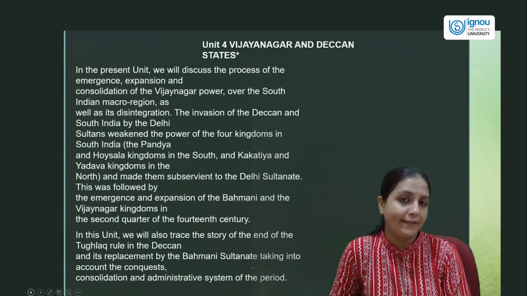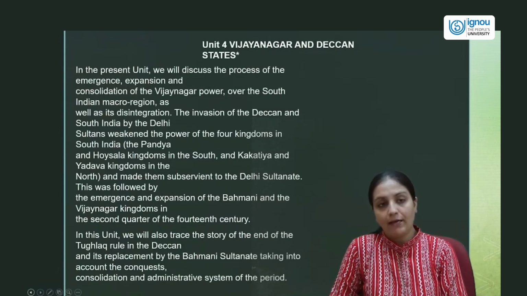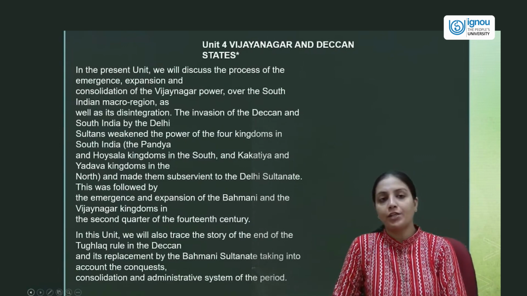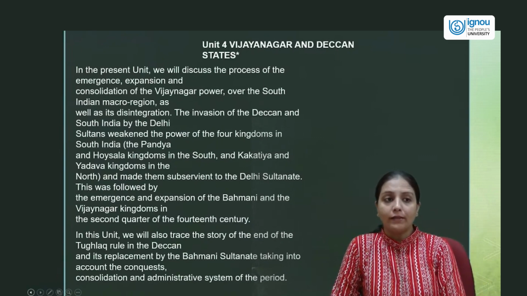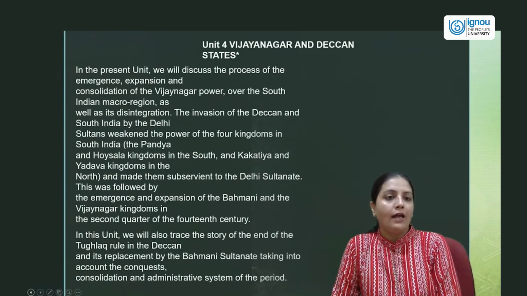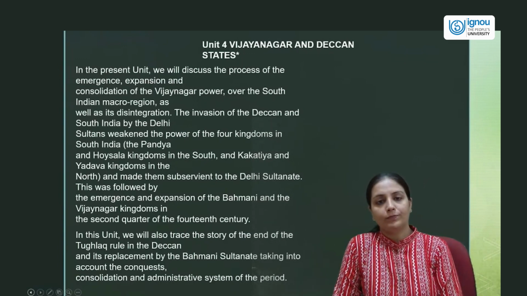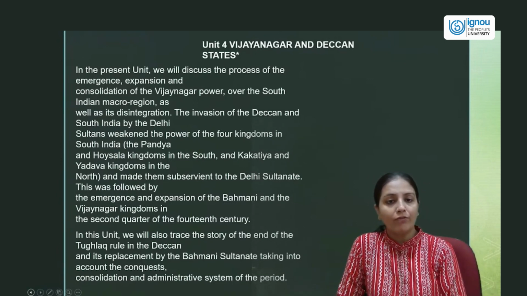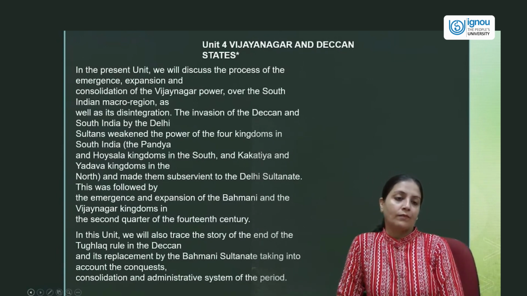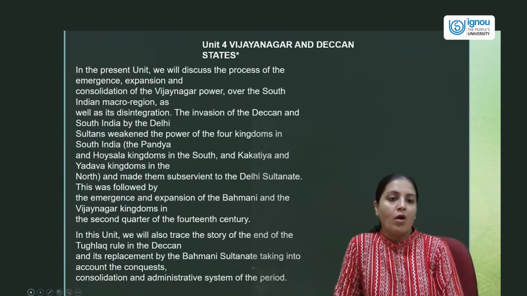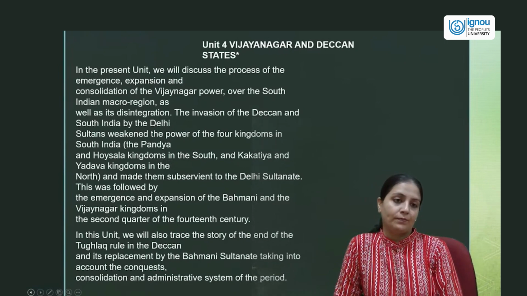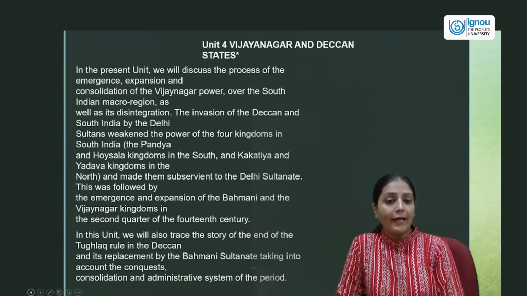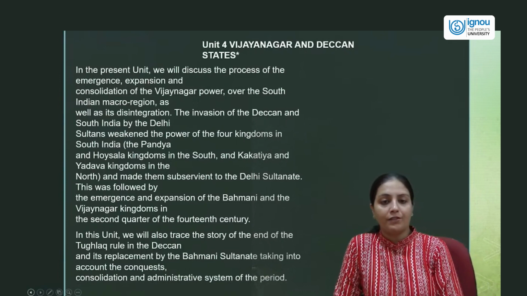In this present unit, we will discuss the process of emergence, expansion and consolidation of Vijayanagar power over the South Indian subcontinent macro region, as well as its disintegration. The invasion of the Deccan and South India by the Delhi Sultans weakened the power of four kingdoms in South India. Which four kingdoms? The Pandyas and Hoysalas in the south, the Kakatiyas and Yadavas in the north. The Delhi Sultans weakened the power of these four kingdoms and made them subservient to the Delhi Sultanate.